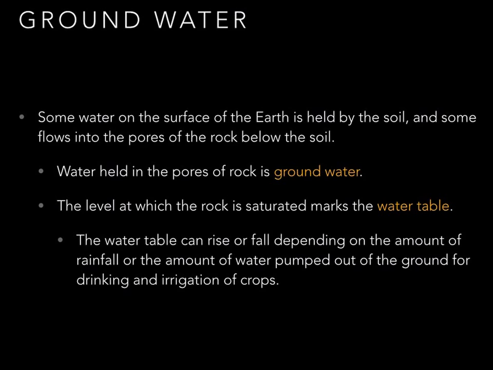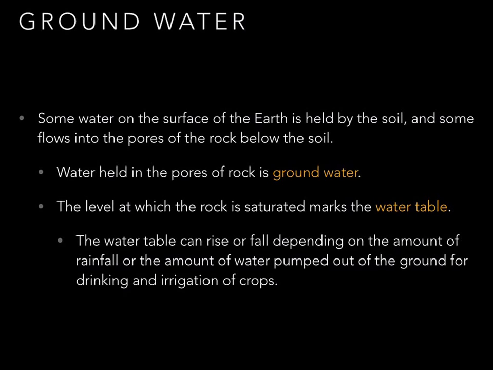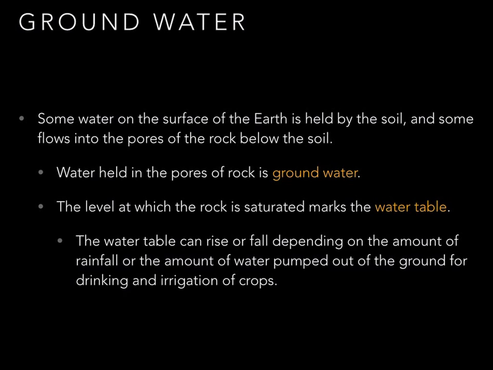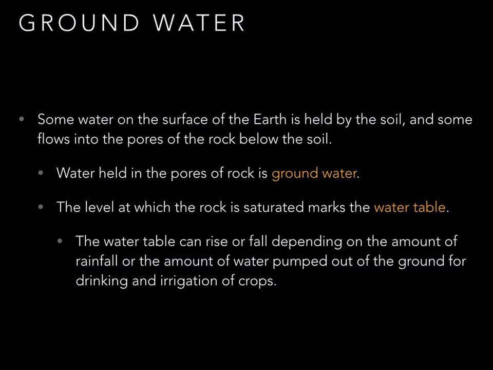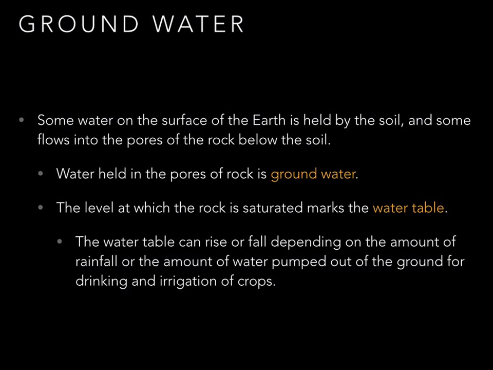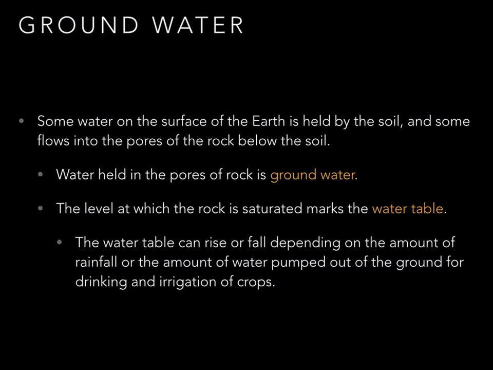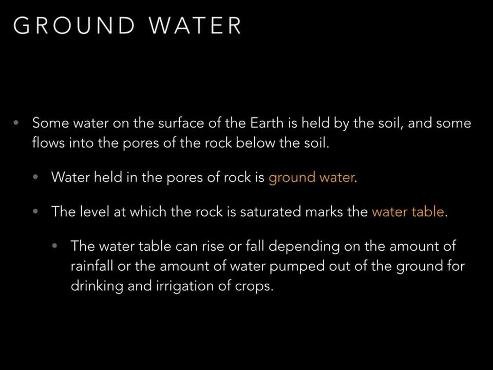Groundwater. Some water on the surface of the Earth is held by the soil, and some flows into the pores of the rock below the soil. The water that is held in these pores of rock is called groundwater. The level at which the rock is saturated with water is the water table. The water table can rise and fall depending on the amount of rainfall, and also depending on the amount of water that people pump out of the ground to drink or to irrigate their crops.